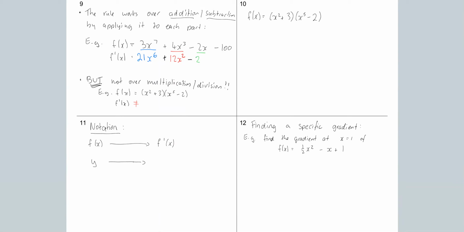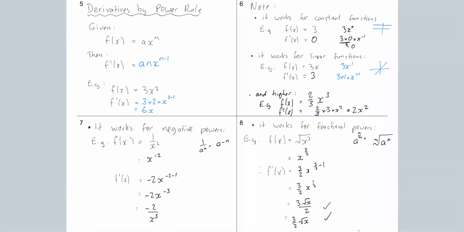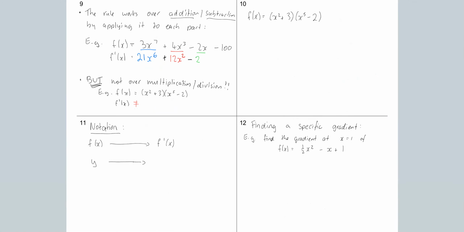Choose the right color, it is 2, and then the x disappears effectively because it's x to the power of 0. And then the minus 100, that's just a constant. So the constant term always disappears because this turns to 0 effectively, if you remember back here. If it's a constant, the derivative is 0. So you always get this idea that the derivative function, the gradient function, is always 1 power less ultimately than it was to start with.